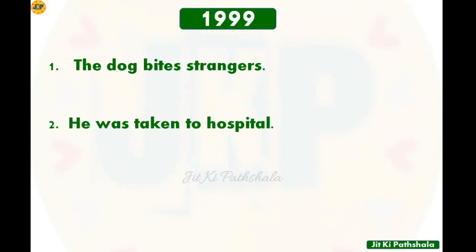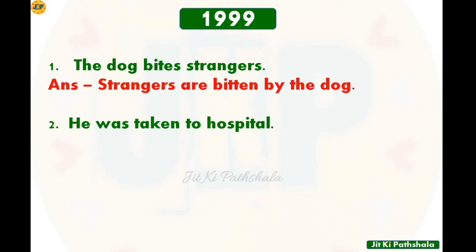Questions of 1999. Number 1, the dog bites strangers. This sentence is in present indefinite tense and it is in active voice. The passive form will be object plus is, am, are plus third form of verb plus by plus subject. So the answer here will be strangers. Strangers is in plural form, so we will write are. Strangers are, third form of bite will be bitten by the dog.